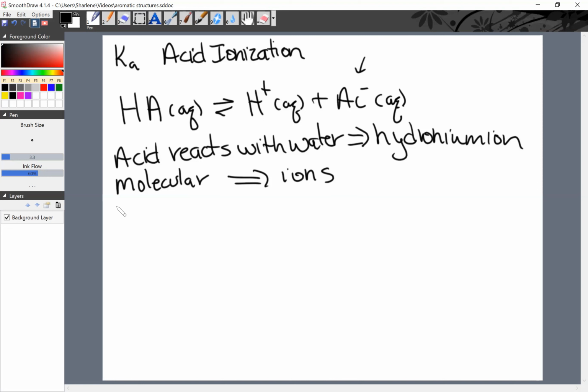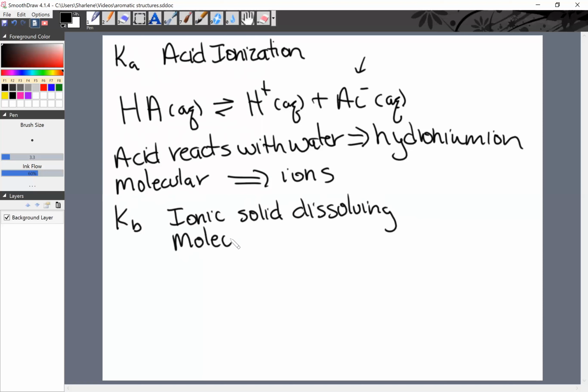Now, Kb, on the other hand, just means it is a base, okay? All right, so we can either have an ionic solid dissolving, or a molecular base reacting with water.